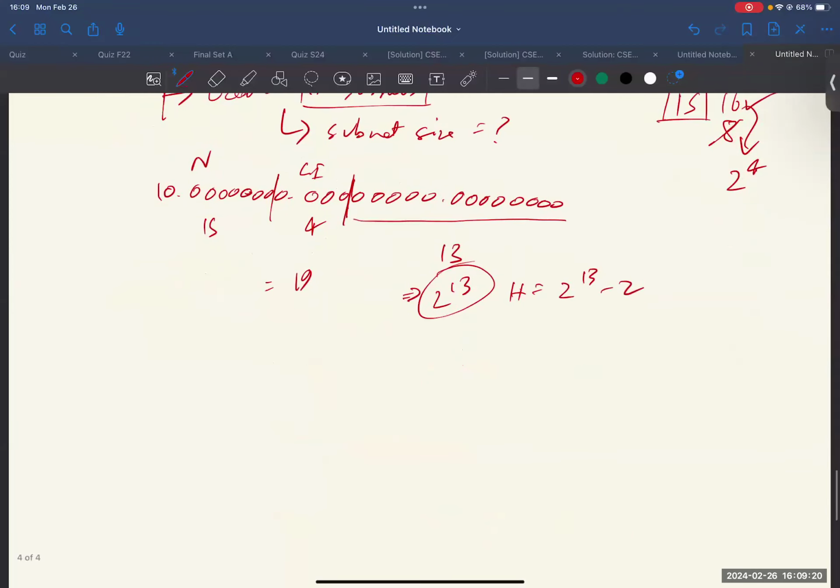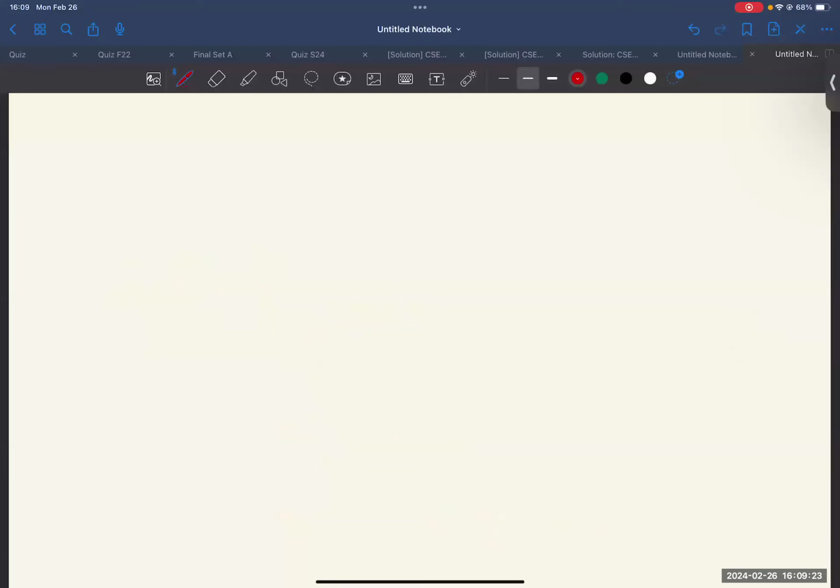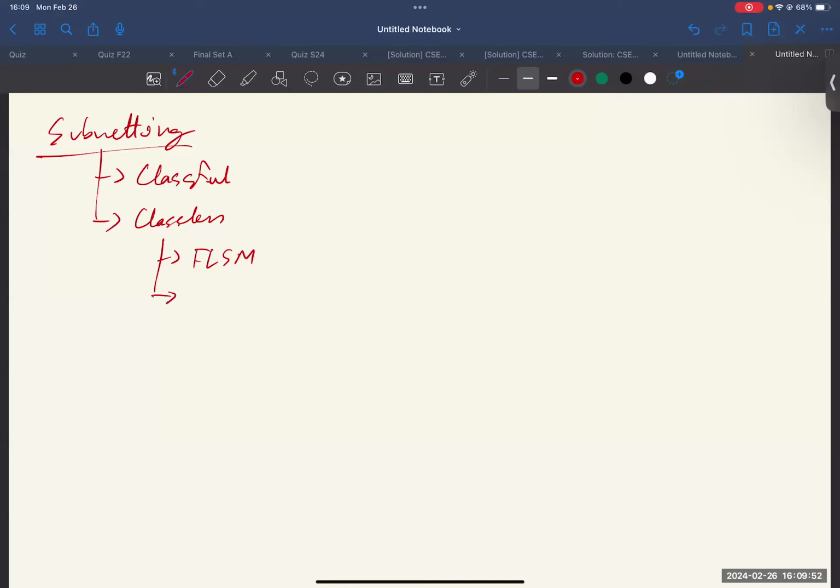Okay. So if that's clear, I will move on to the next part, which is the heart of subnetting. So in subnetting, I have 2 types of subnetting. The first one is classful. The other one is classless. In classless, I have again 2 types. The first one being FLSM, and the other one is VLSM. Yes. So starting with the classful first.